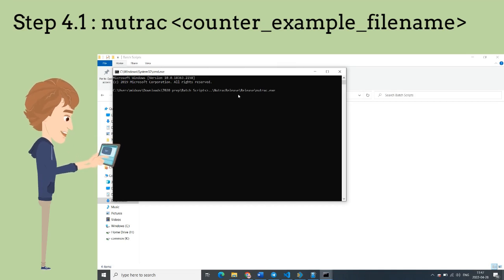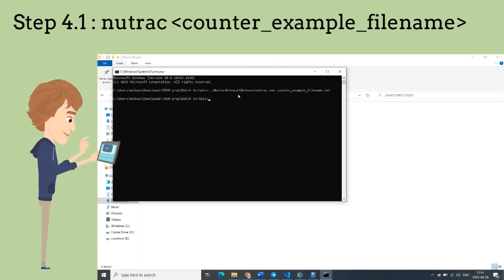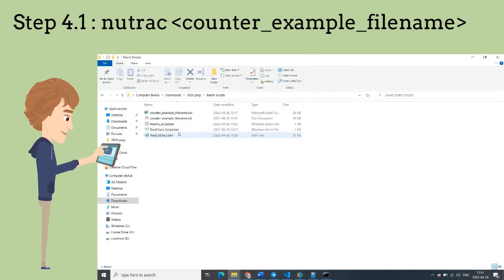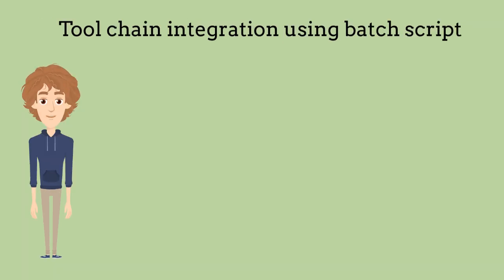Step 4.1. Let's start by running the NuTrick command. Type NuTrick followed by -i and specify the counterexample file. It generates the CSV file. Open it in Excel and identify the issues. Using several tools for verification makes it difficult, so we can integrate all tools using a batch script and get the result with a single click.